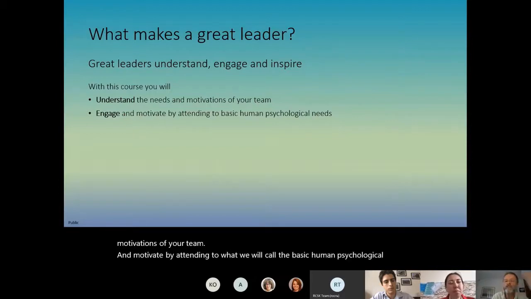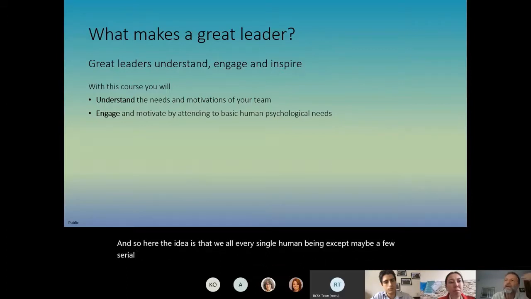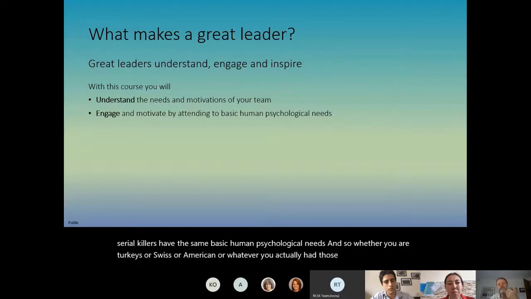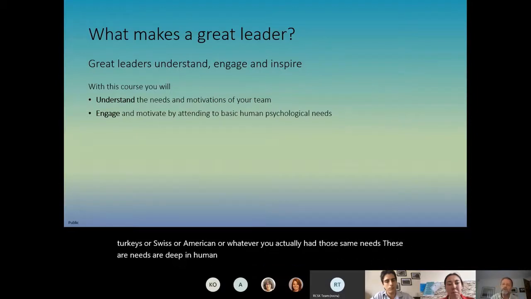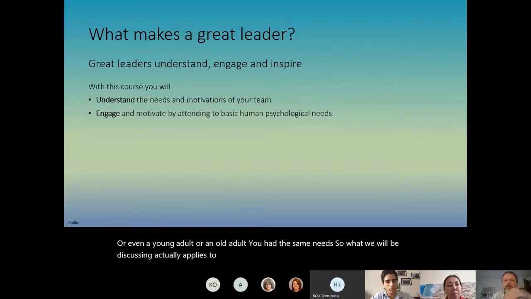And so here the idea is that we all, every single human being, except maybe a few serial killers, have the same basic human psychological needs. And so whether you are Kyrgyz or Swiss or American or whatever, you actually have those same needs. These are needs that are deep in human nature. And so whether you're a man or a woman, or even a young adult or an old adult, you actually have the same needs. So what we will be discussing actually applies to everybody. It goes beyond context, culture, gender, etc.